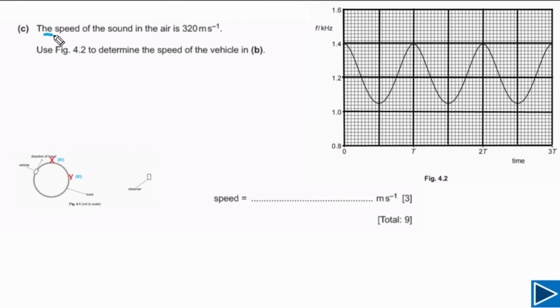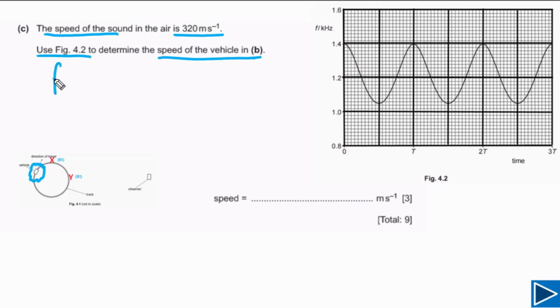For part C, it is given to us the speed of sound in air is 320 meters per second. We need to use figure 4.2 to determine the speed of the vehicle in B. So simply, the question is asking us what is the speed of this vehicle. For that purpose, we have to use the Doppler effect equation, and the Doppler effect equation is given in your formula list if you didn't remember.